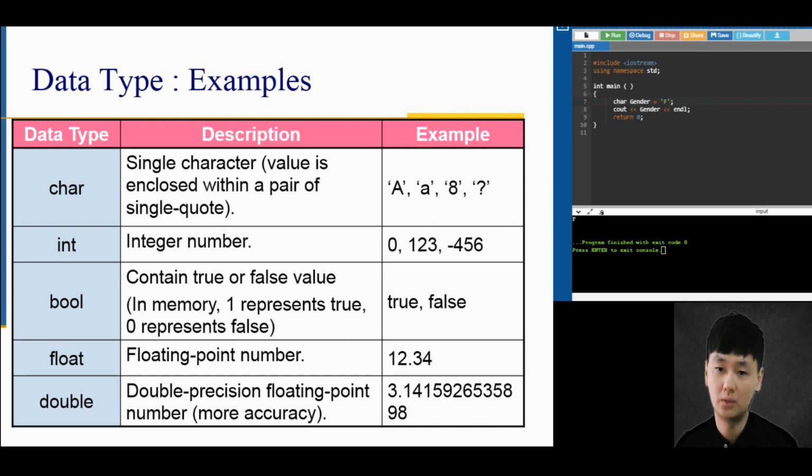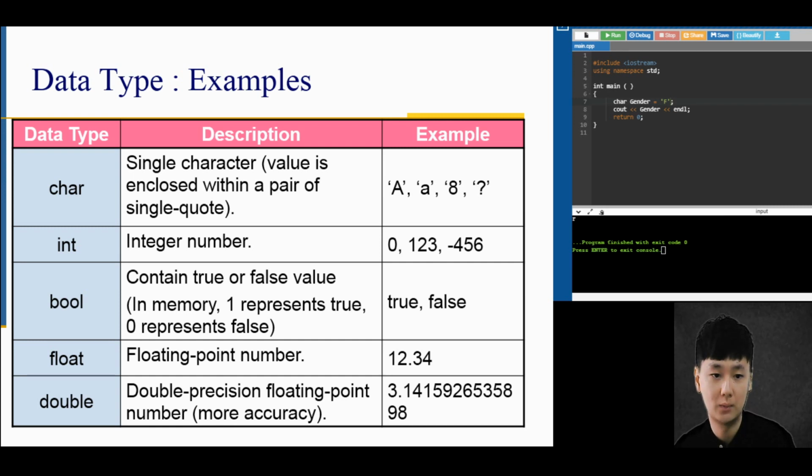The second data type is the integer. An integer stores a value formed from whole numbers. It can be positive or negative. Also we have boolean, to store either a true or false value. So 1 represents true, 0 represents false. And we have float and double to store decimal numbers. Also, they can be positive or negative.